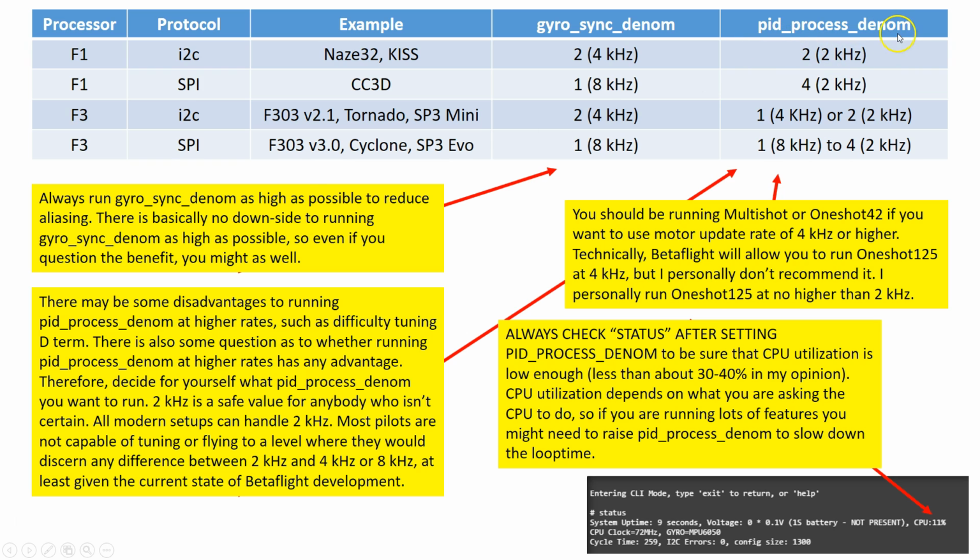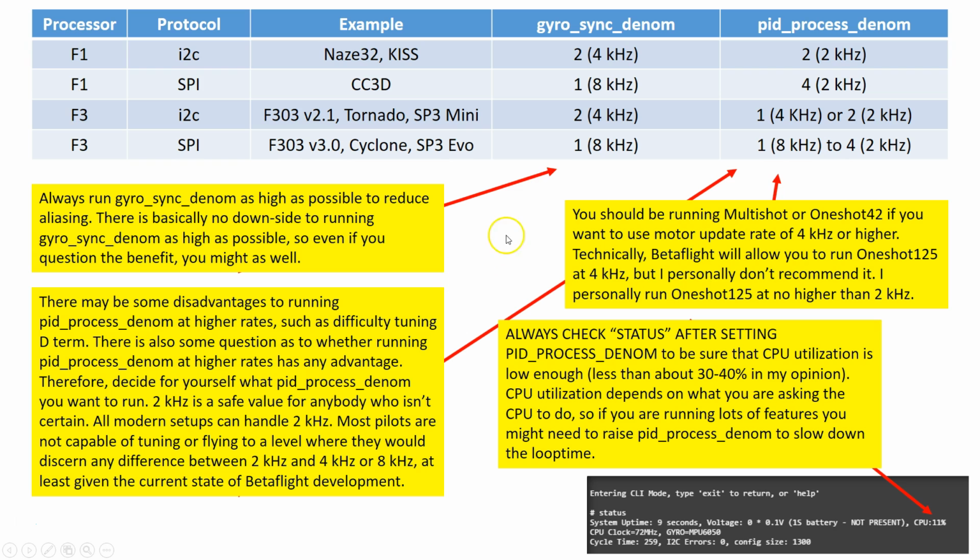PID process denom is a little bit more subjective. There may be some disadvantages to running the PID process at faster rates. For example, there is a fairly in-depth discussion going on right now about whether faster PID processes make it harder to tune the D term, because the faster you run the PID process, the more high frequency noise the PID process sees. And we've got soft filters to get rid of that noise, but there's an argument going on that running the PID process slower makes it easier to tune the D term because the D term isn't seeing a lot of that noise. That's a topic that is not resolved yet and is also not really a focus of this video.